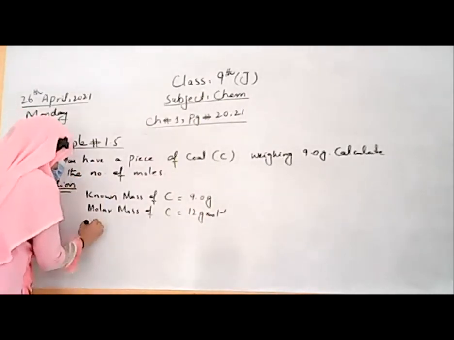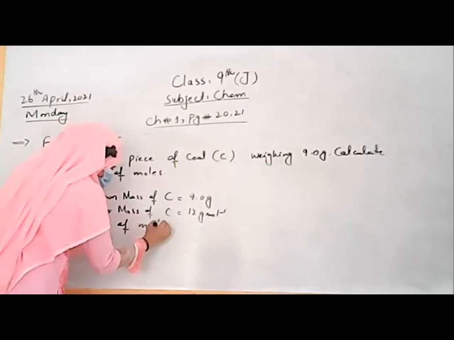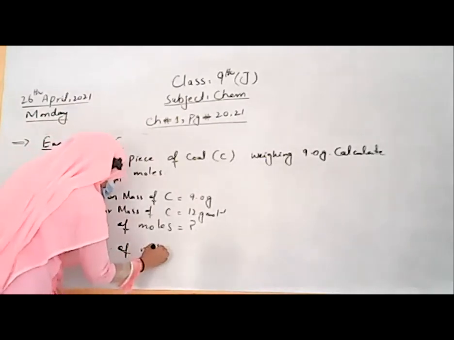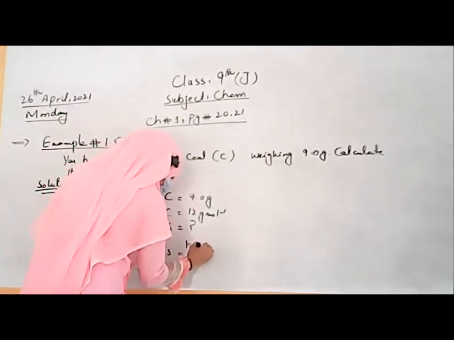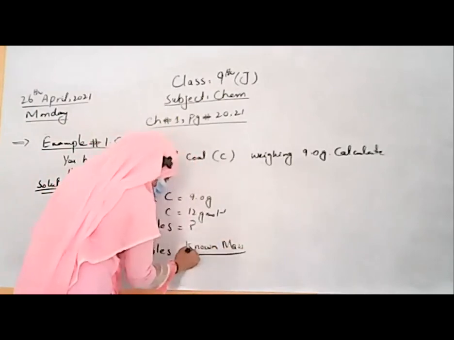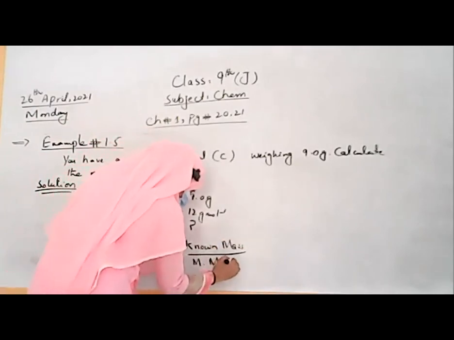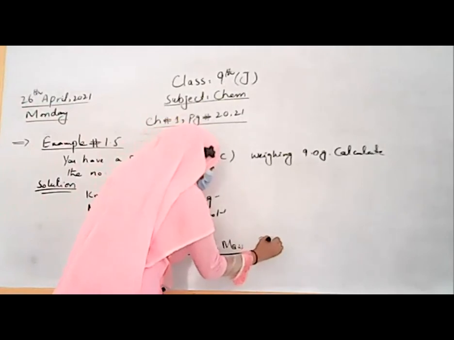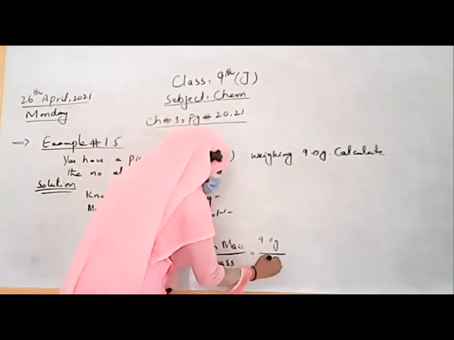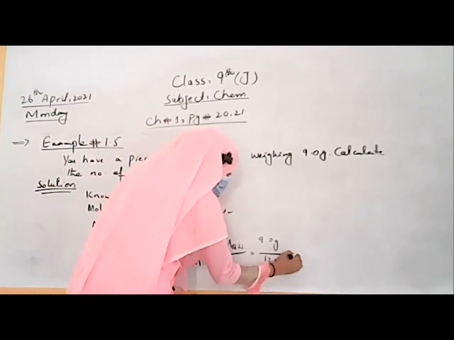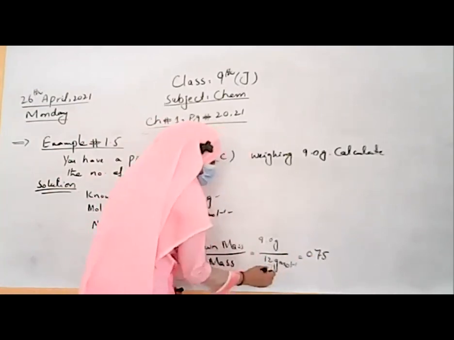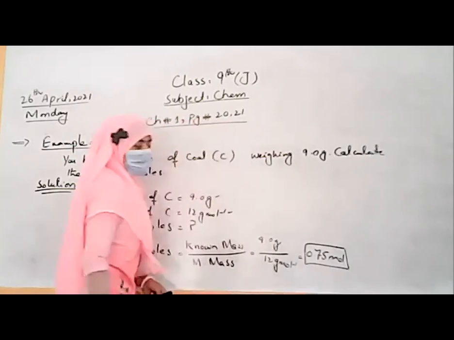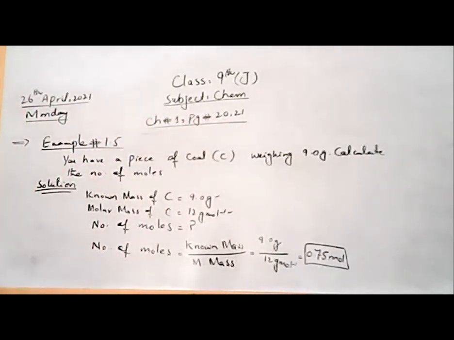Now find the number of moles. Number of moles is equal to known mass of a substance divided by molar mass of a substance. Known mass is 9.0 gram divided by 12 gram per mole. Its answer is 0.75. Gram is cancelled by this gram, and here is 0.75 mole as the answer.